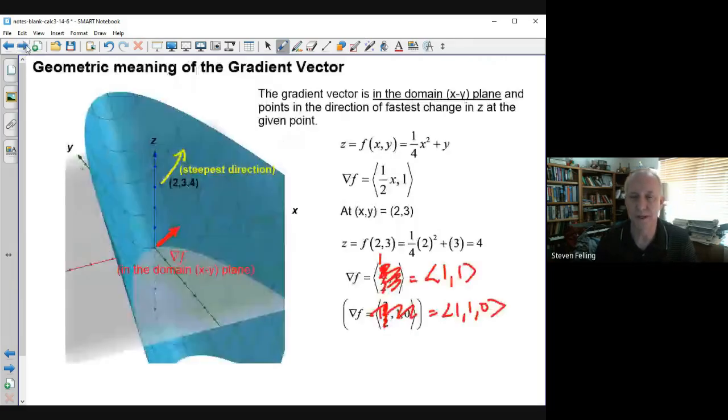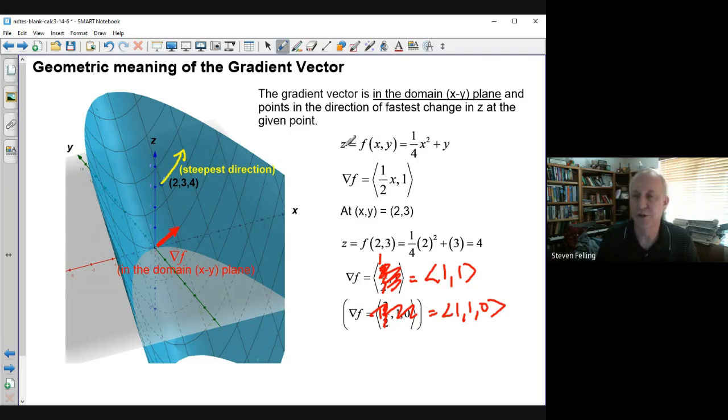Let's talk about what it means. So let's say you had some function. z is a function of x and y, like 1/4 x squared plus y. There's a couple of typos down here too. This should be crossed out and replaced with 1, 1, and the gradient of f should be 1, 1, 0. If you want to make that change in your notes, if you have printed notes.